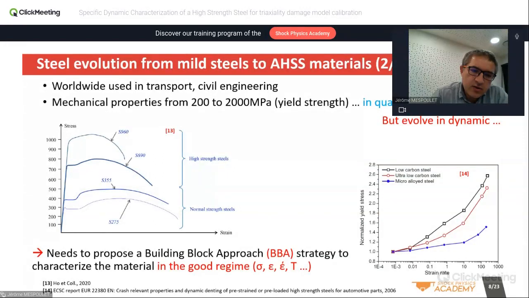So we propose a building block approach strategy to characterize the materials in the right regime in terms of stress, strain rate, temperature, etc.